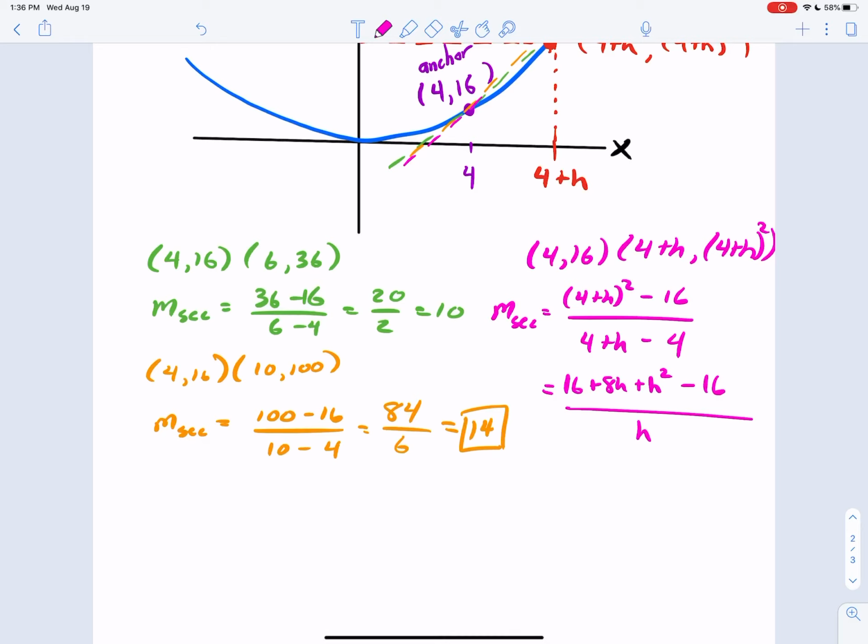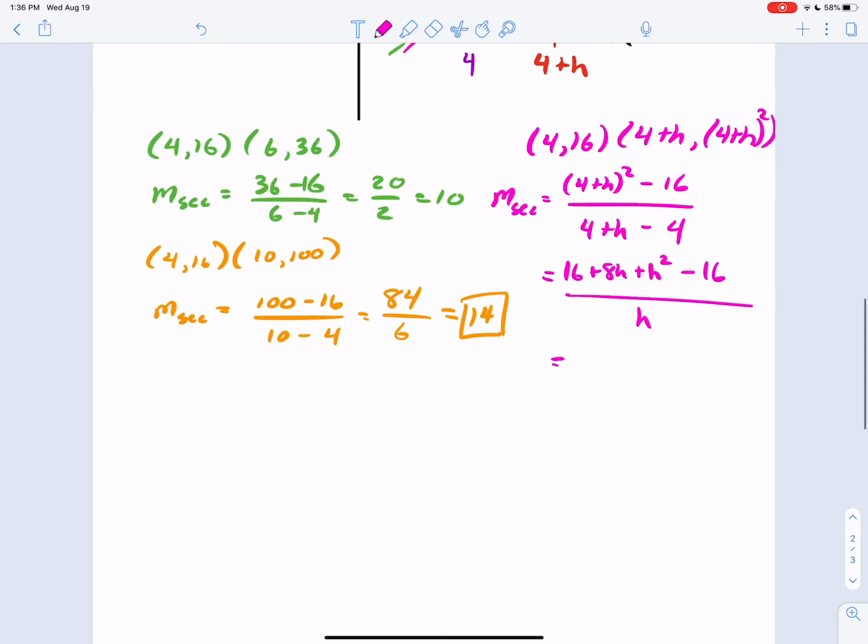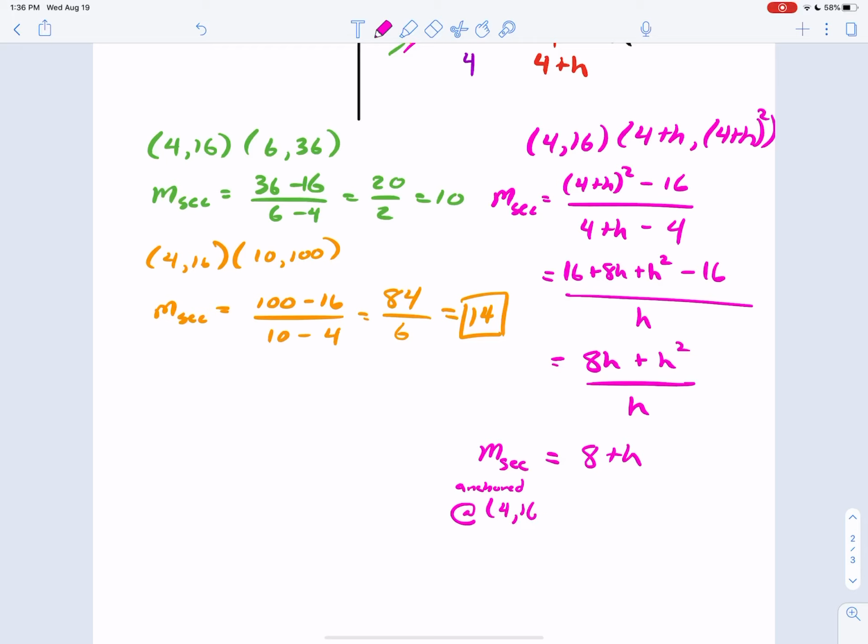Okay, the 4 minus 4 goes away. And I notice that the 16 minus 16 goes away as well. I'm left with 8h plus h squared all over h. And if I divide each term by h, there I'll get 8 plus h. This is the slope of a secant line anchored at (4, 16).